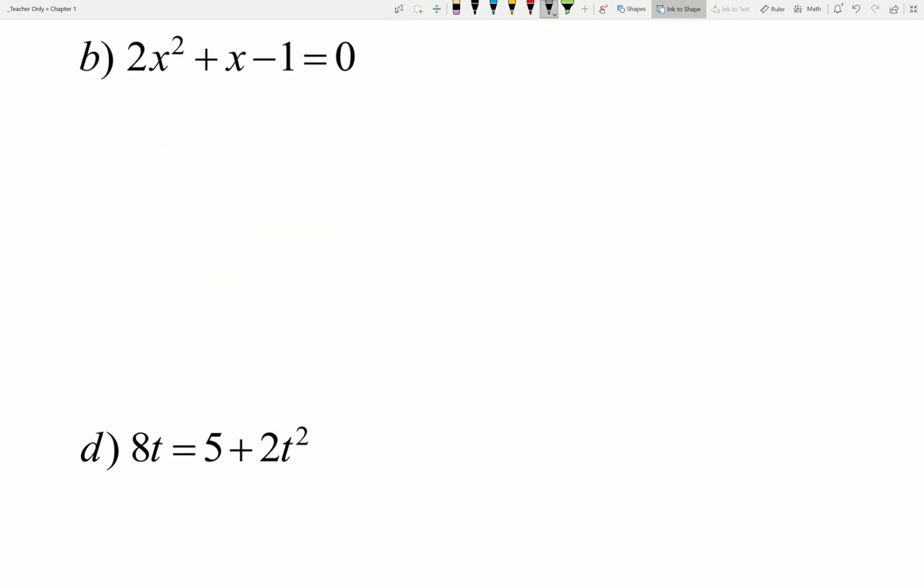In part B, same thing. It looks like this is already written in the form that we prefer, so just identify your A, B, and C. Playing the role of A is 2, playing the role of B is 1, and playing the role of C is -1.